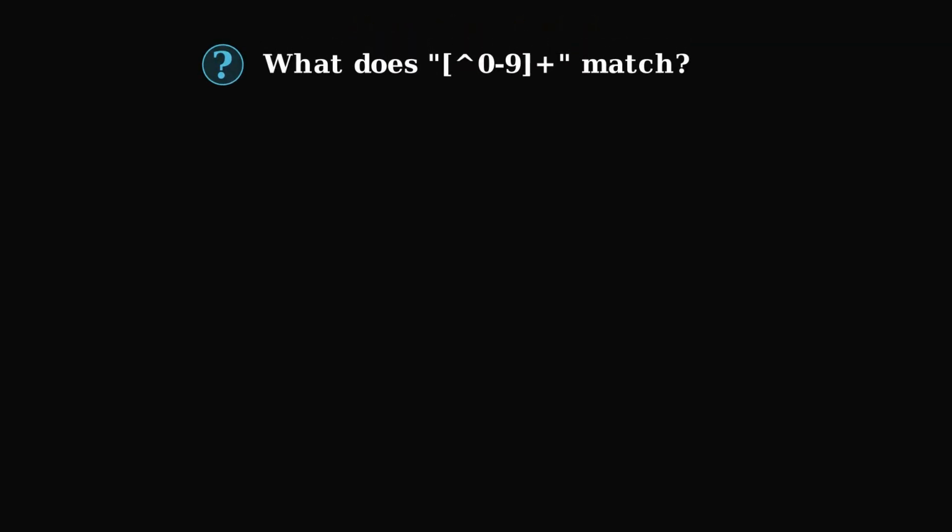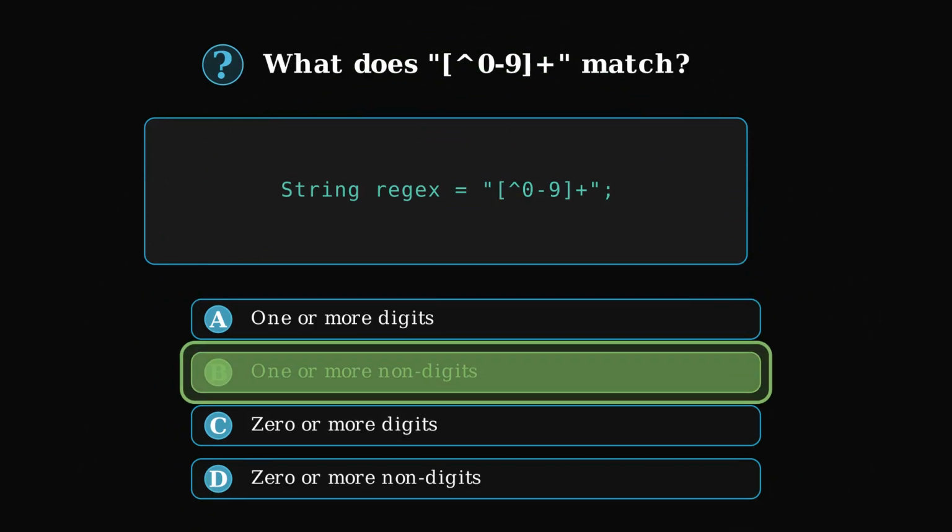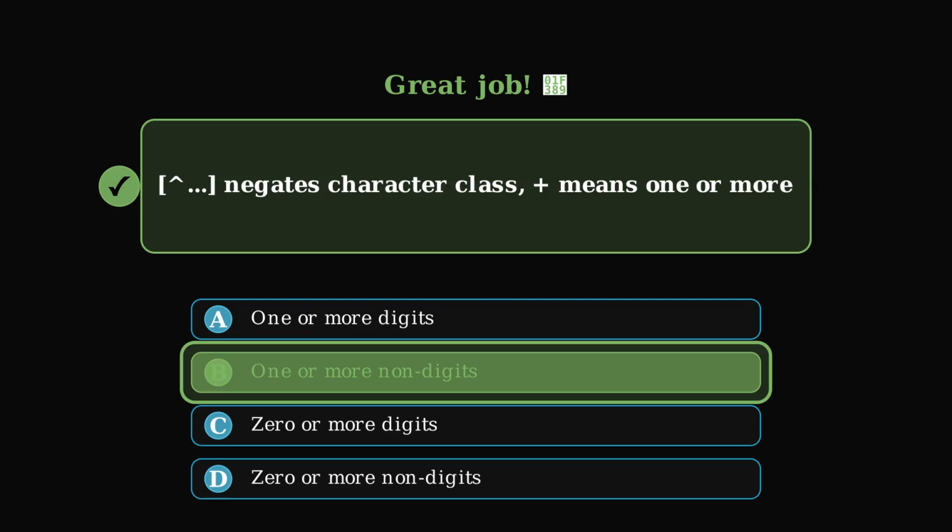What does [^0-9]+ match? Which one is correct? The correct answer is ^ negates the character class, plus means one or more.